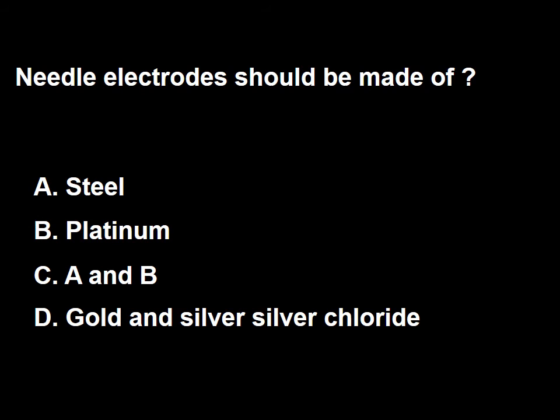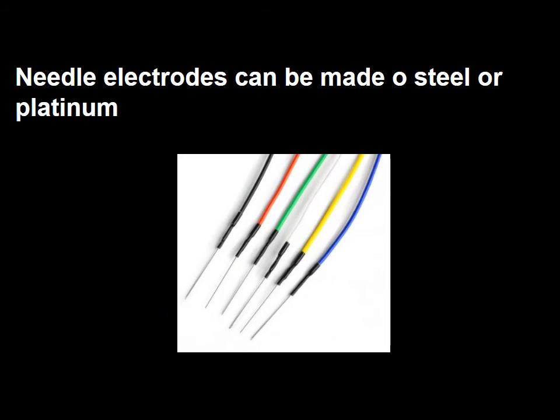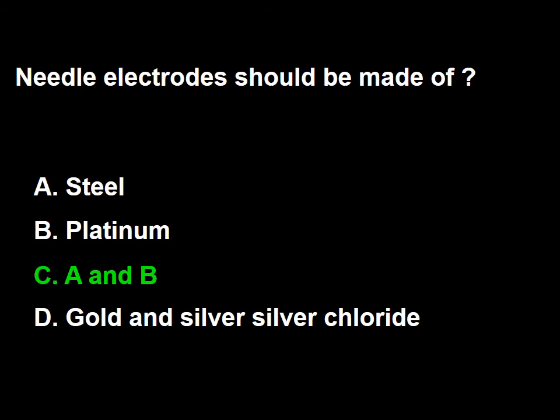The next question is, needle electrodes should be made of A. steel, B. platinum, C. A and B, D. gold and silver chloride. Needle electrodes should not be used for regular EEG in neonates. That is just my opinion. If they are to be used, they are to be made of steel or of platinum. So the answer to this question is C.